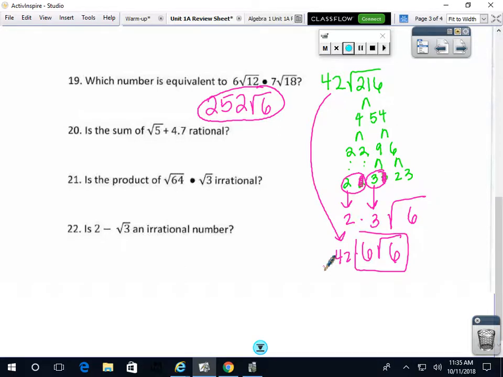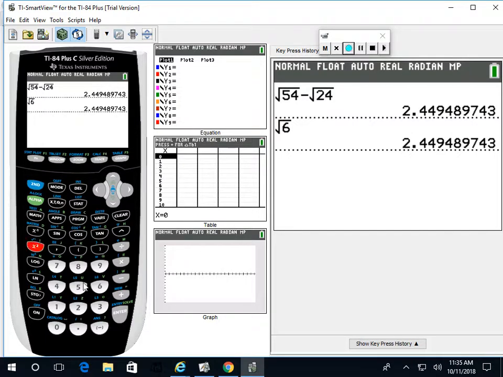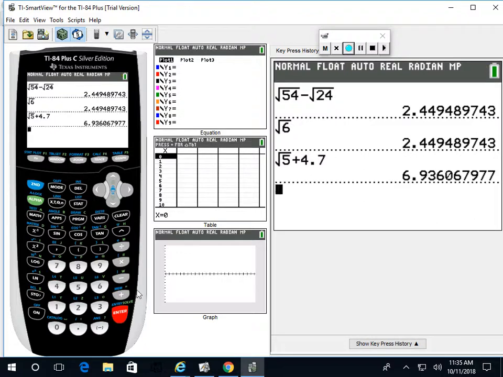Okay, what makes a number rational? What are the first 5 letters of the word rational? Ratio. So that means it will become a fraction. So the first thing we need to do when they're trying to figure out if something is rational is type it in. Type in the square root of 5. But look, right here, make sure you arrow over to get out from under the radical before you type in plus 4.7.